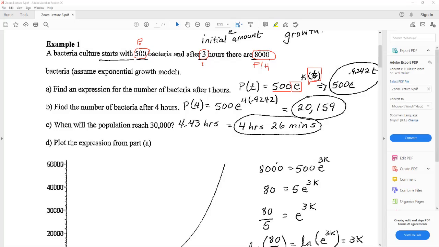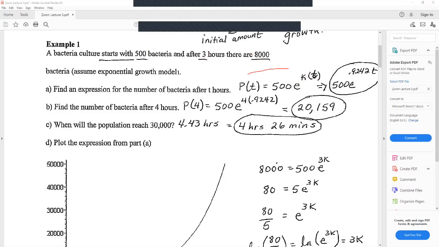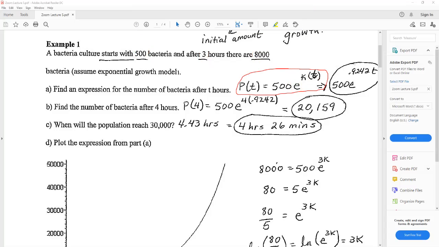And then it says to find the number of bacteria after 4 hours. Well, once we establish the initial equation, we can actually use that initial equation in order to solve various problems. So if we want to figure out how much bacteria we have after 4 hours, we just plug that into the equation. Now you may be wondering, where did this come from? Where in the world did the 0.9242 come from?